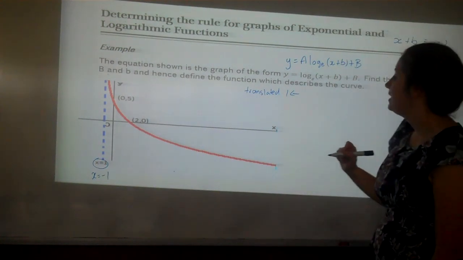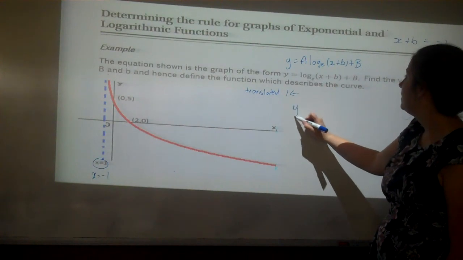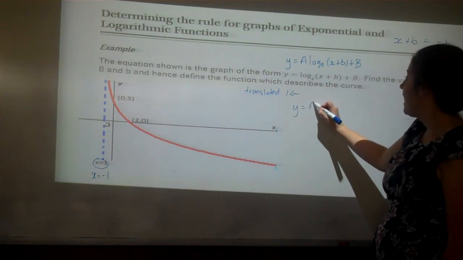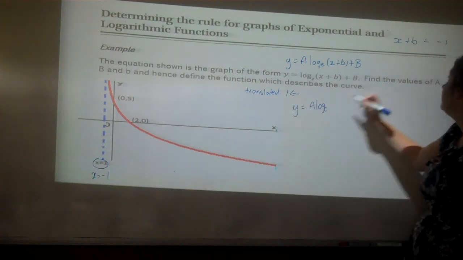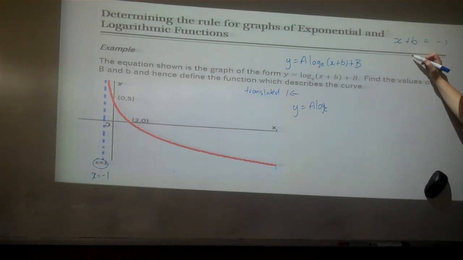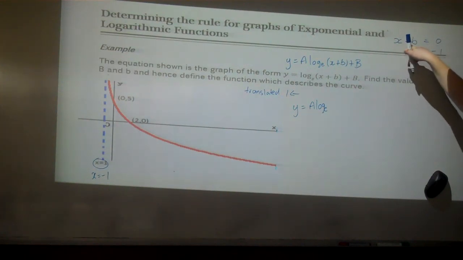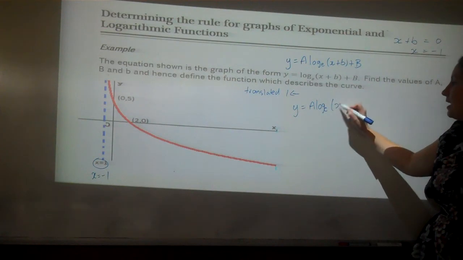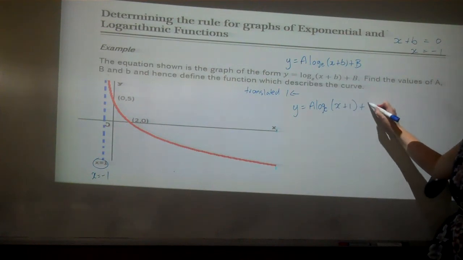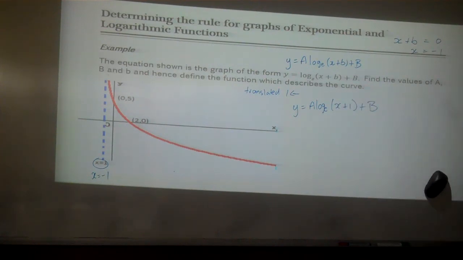So what we're getting here is that this would be y equals a log e. If this needs to be equal to -1, that means for that to occur, our x value here, when we set it equal to 0, we're going to get an answer of x is -1. That means going backwards, that the value of b would be +1. So we would get x plus 1 plus capital B.